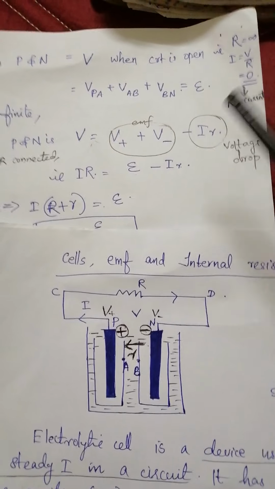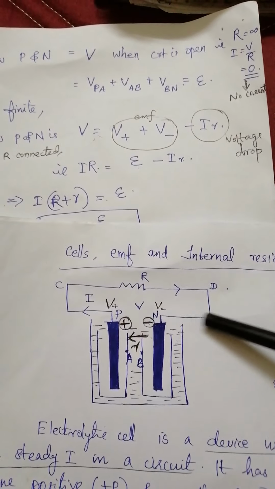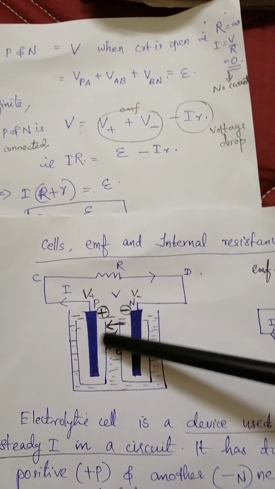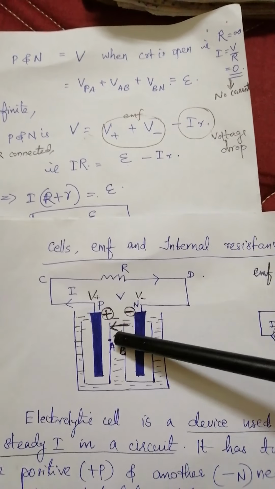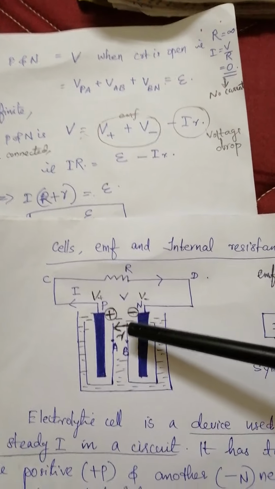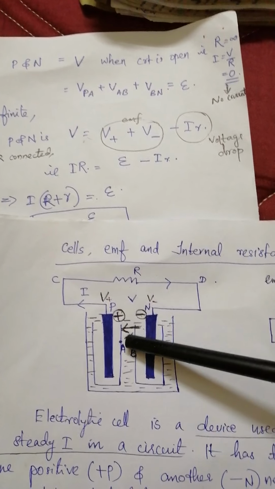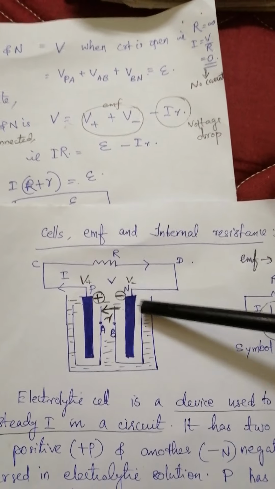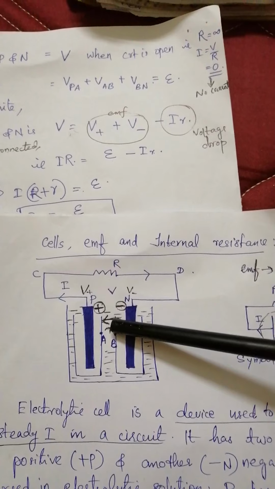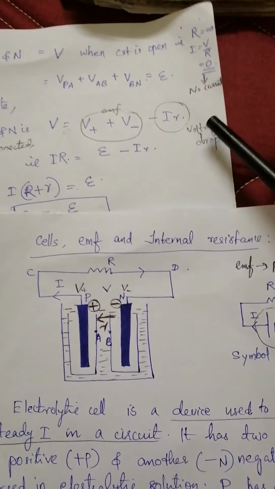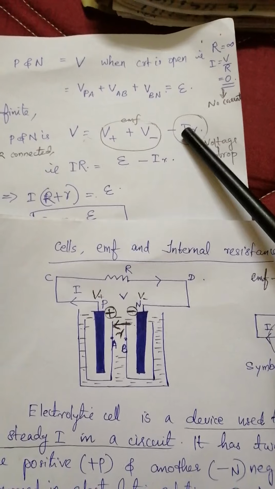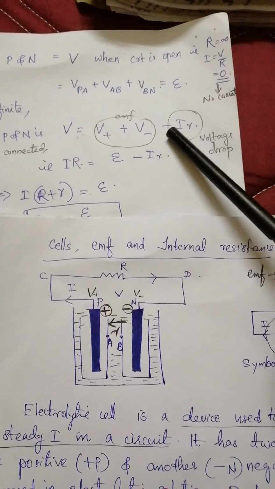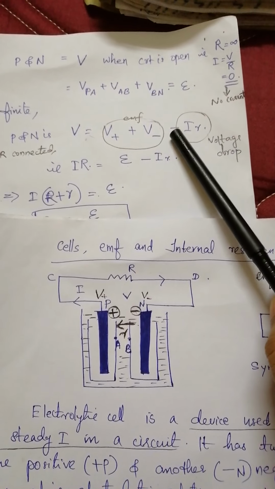Why is it minus Ir? When the current flows through this circuit, the electrolytic solution exerts a resistance. It has an internal resistance r. So it resists the flow of current. A potential or voltage drop you can expect there when we pass current through this. So that is why it is minus Ir.